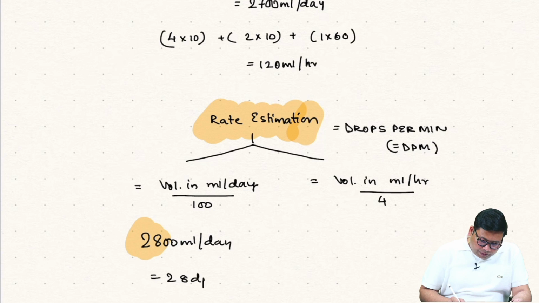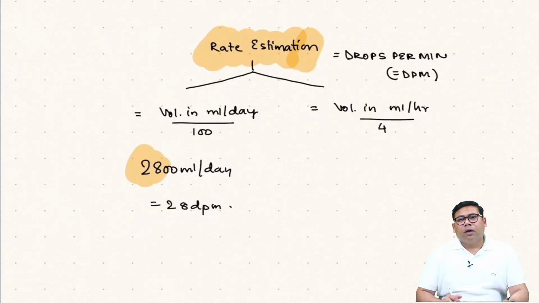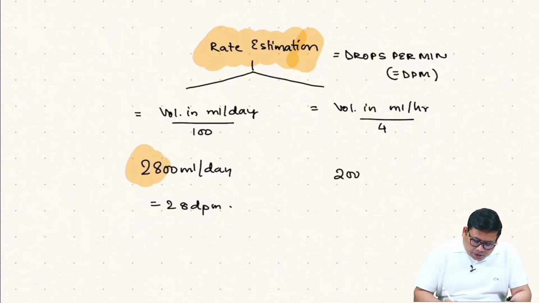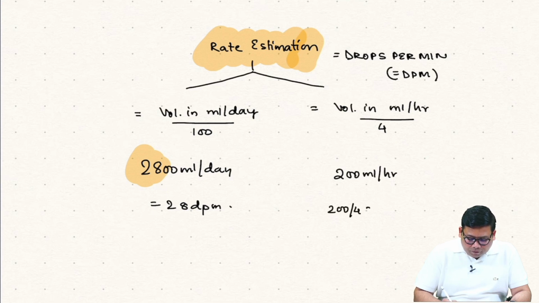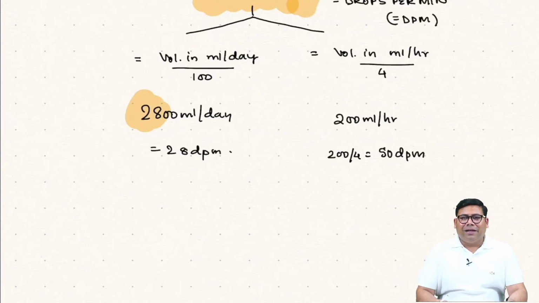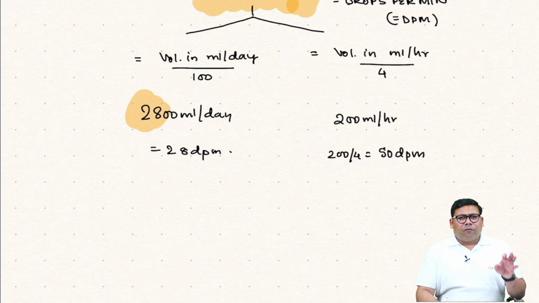28 drops per minute. I'm giving you an example. Similarly, if you want to start 200 ml per hour, how many drops per minute? 200 divided by 4, and that is 50 drops per minute. So isn't it very, very easy? This is what makes fluids very easy.